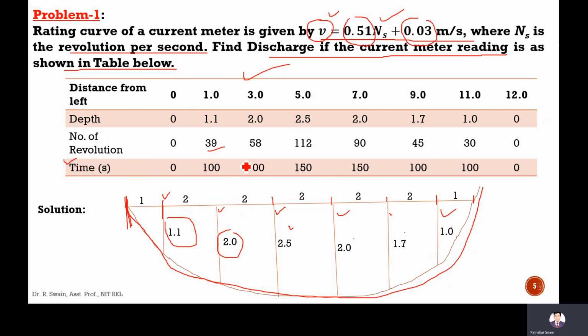Depth is given, only the width remains. The average width will be calculated, as I told, for the mid sections: all the mid sections from this section to this section, it will be half from the left side and half from the right side. That means the width here is 2 meters, so half that side means 1, half this side means 1. That is 1 plus 1, 2. But for this section, this will be 1 and this will be 1, so this total will be 2.